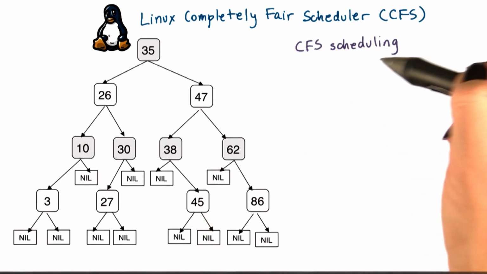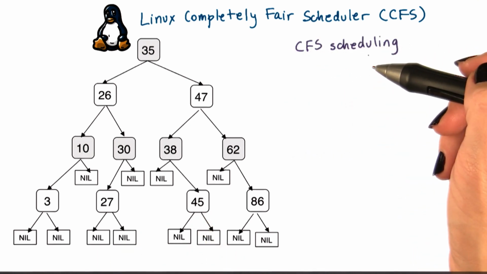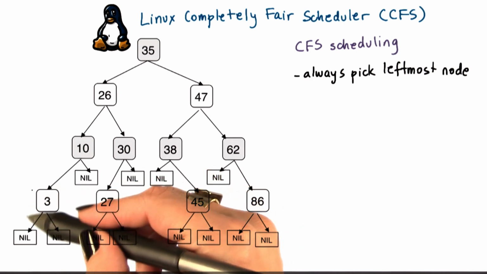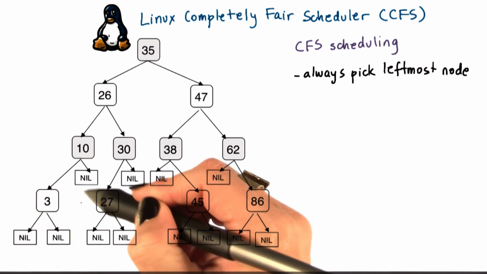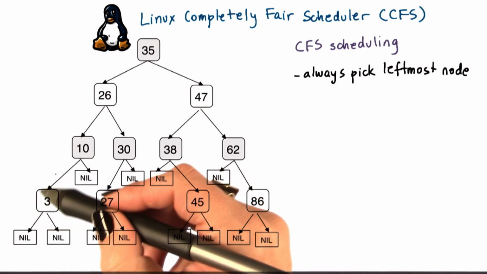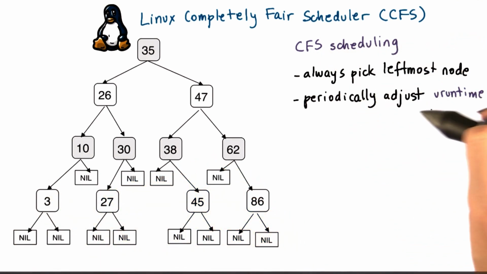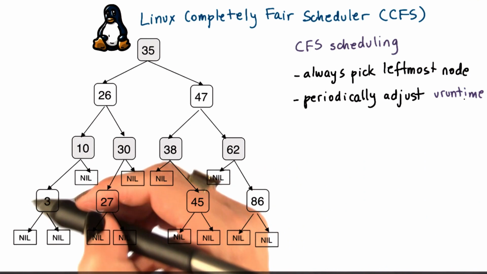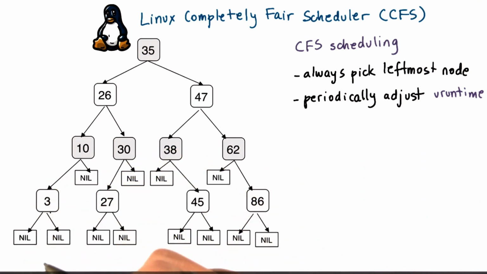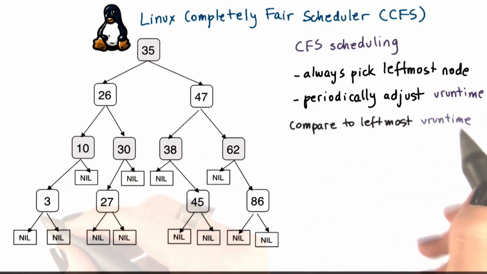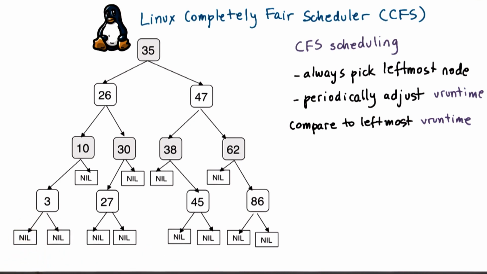The CFS scheduling algorithm can be summarized as follows. CFS always schedules the task which had the least amount of time on the CPU, so that typically would be the leftmost node in the tree. Periodically, CFS will increment the vruntime of the task that's currently executing on the CPU. And at that point, it will compare the virtual runtime of the currently running task to the vruntime of the leftmost task in the tree.